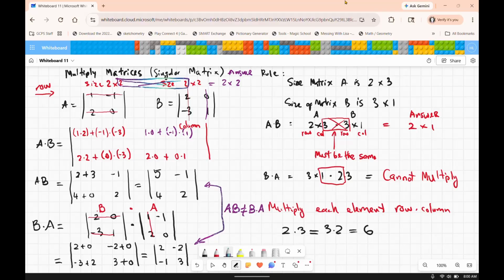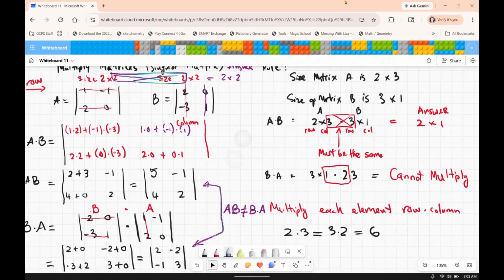So do not make this mistake. Those two matrices, it's important to have them in order. If they're not in order, then you have a problem there.